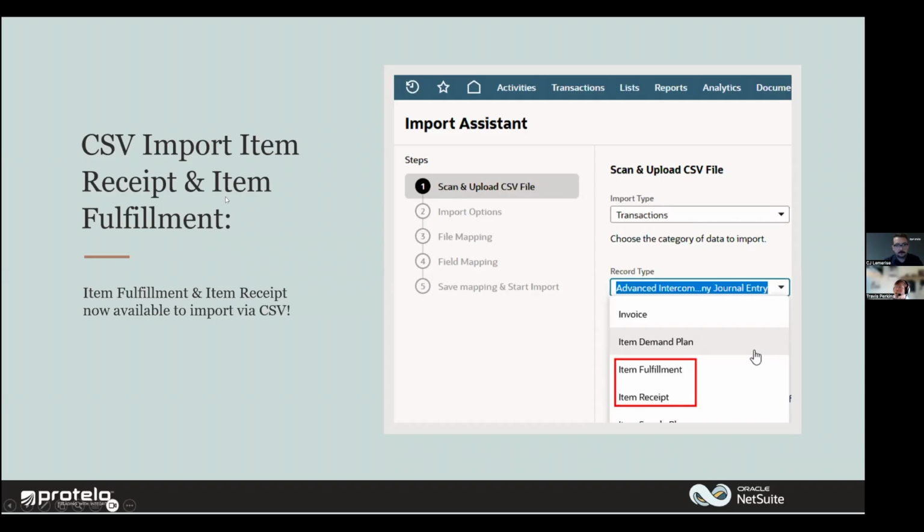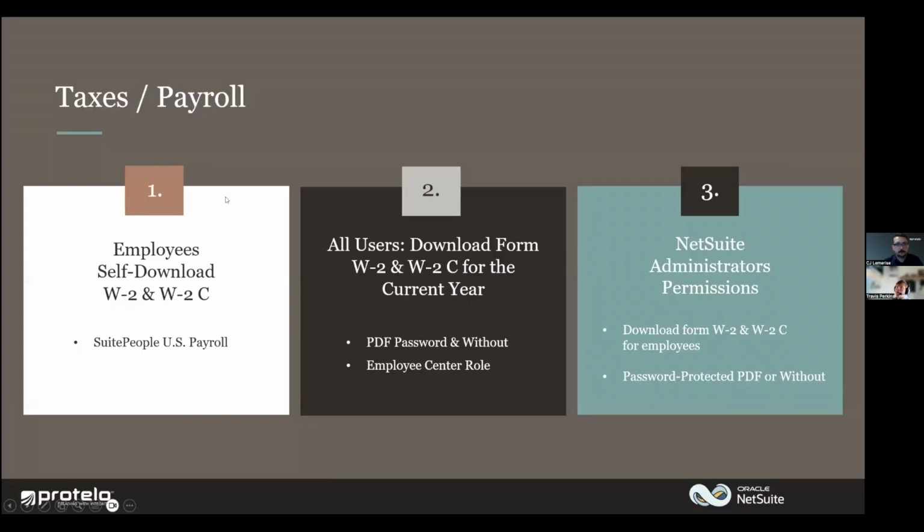Now we're going to switch over and talk a little bit about taxes and payroll. So in these boxes, 1, 2, and 3, the first one is for SuiteBilling payroll. You do now have the opportunity to self-download your W-2 and W-2C. Box 2 represents that you need to do that using your employee center role.